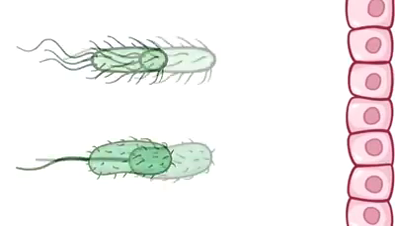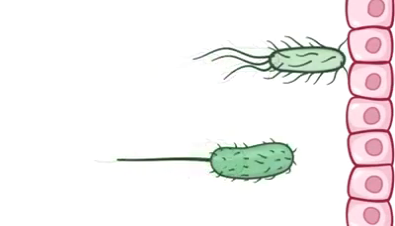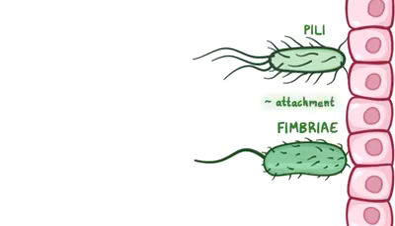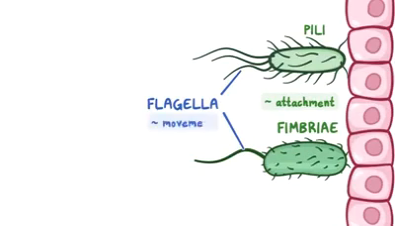Finally, the bacteria can move or attach to other cells and surfaces with the help of structures that can be found on their external surface. So they have pili, which are hair-like structures that allow them to attach to other cells, and when these are shorter, they're called fimbriae and help the bacteria attach to surfaces. They can also have flagella, which are long, whip-like protrusions that allow the bacteria to move.